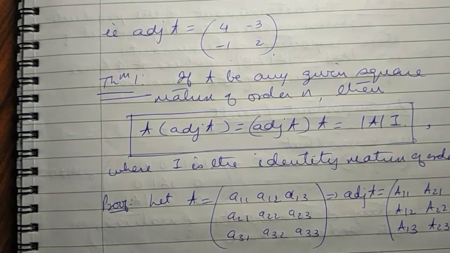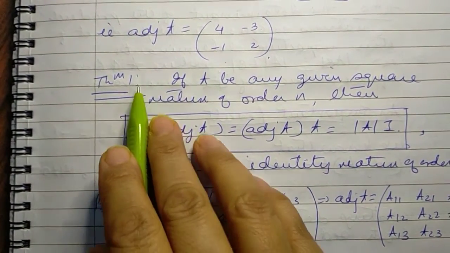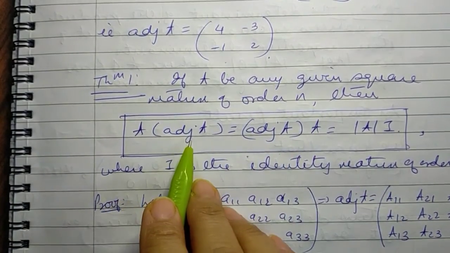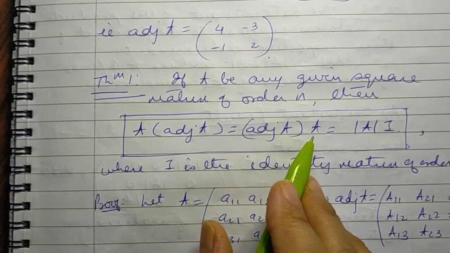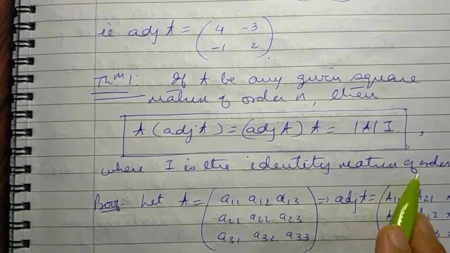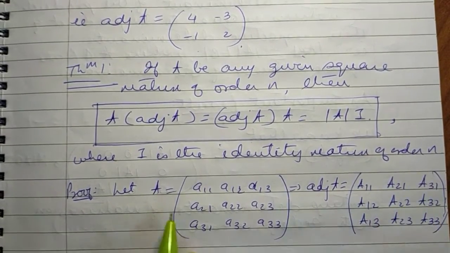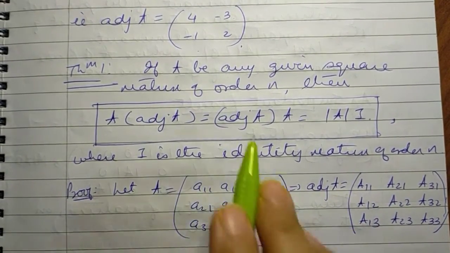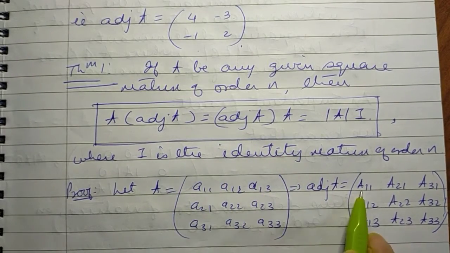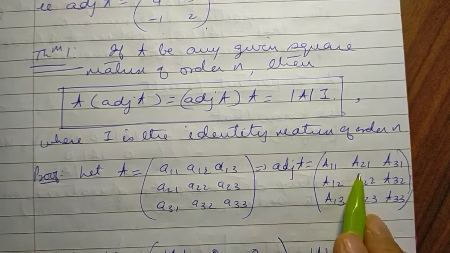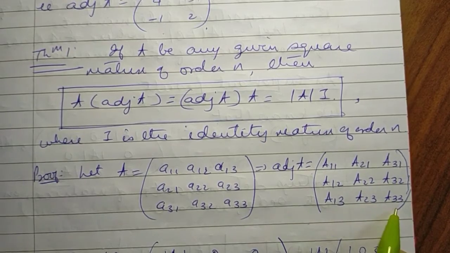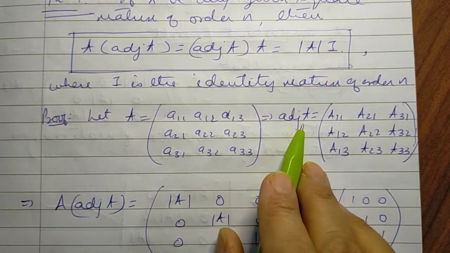Now let us take up certain results on the adjoint of a matrix. The first theorem says that if A is any square matrix of order n, then A times adjoint A is equal to adjoint A times A, which is equal to determinant of A times I, where I is the identity matrix of order n. So let's take A, then the adjoint of A would be what? The cofactor matrix and the transpose of it. So the cofactors of the first row are written in the first column, cofactors of the second row in the second column, cofactors of the third row in the third column. So this is the adjoint of A.